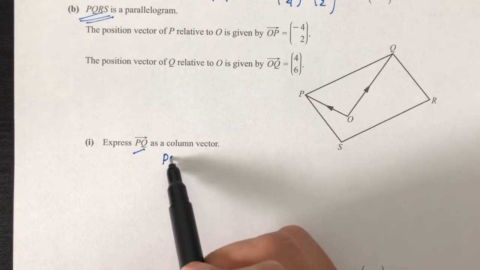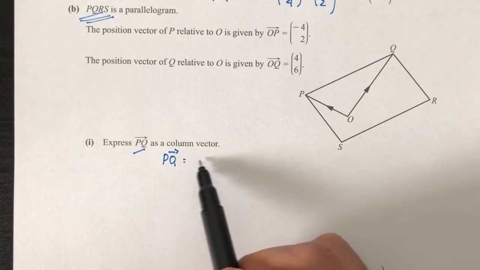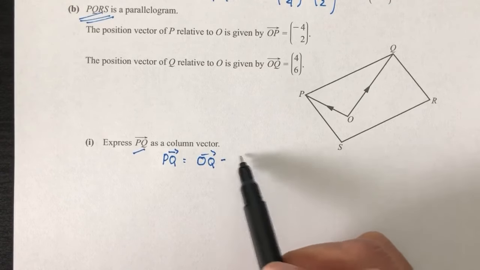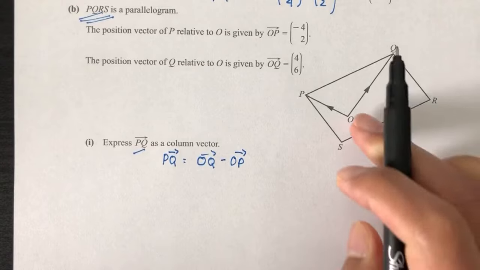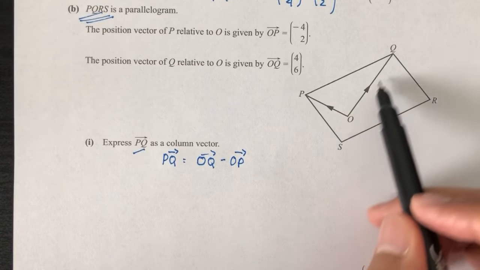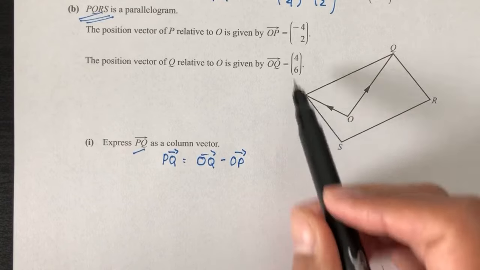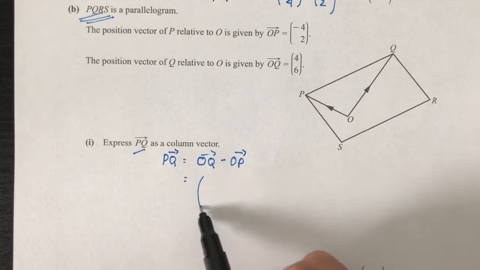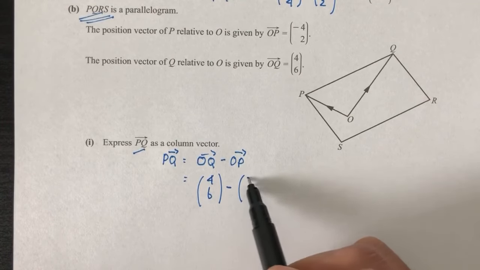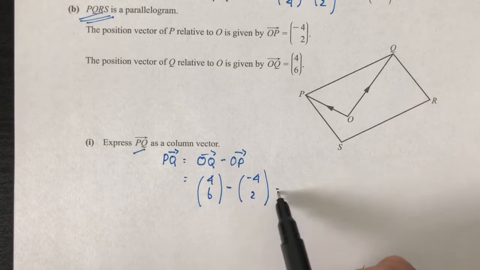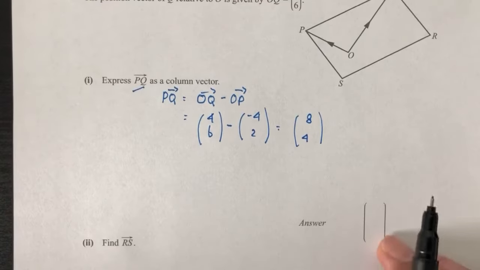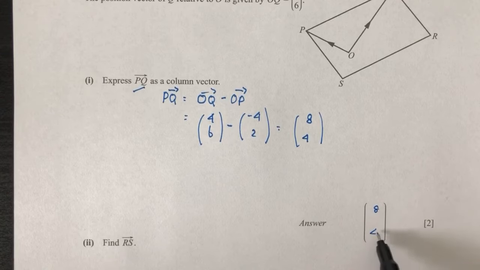So we know PQ is equal to OQ minus OP. Or you can use this diagram. So PQ will be PO and OQ. PO is minus OP. Same thing. So OQ will be 4, 6. And OP is minus 4 and 2. That will be 8 and 4. So this will be your answer for PQ, 8 and 4.